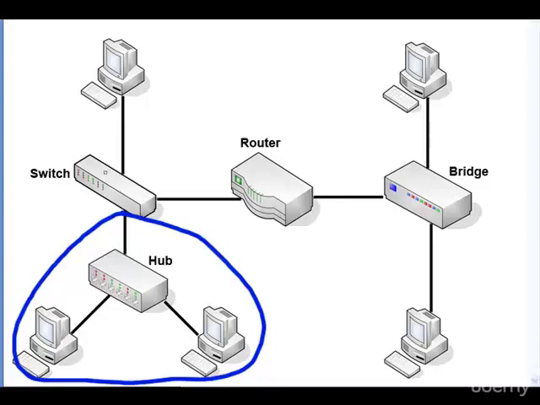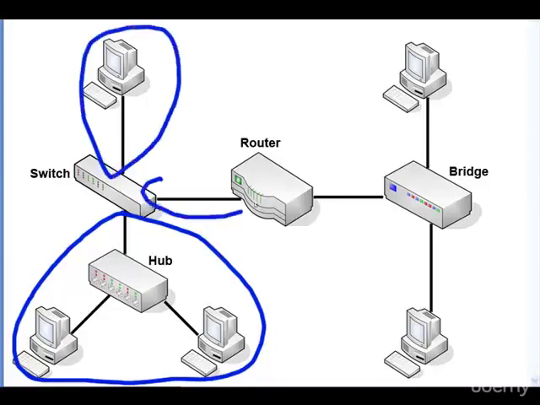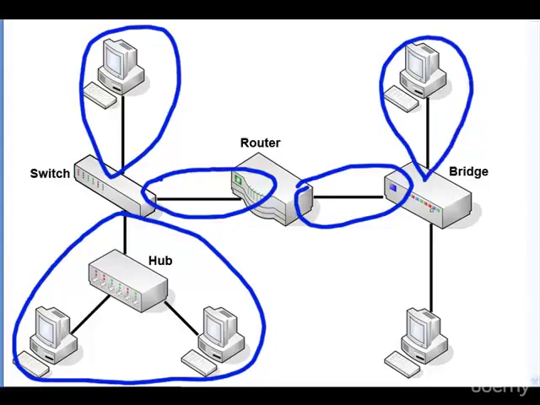So if we move on to the switch, we know each of its interfaces creates a separate collision domain. The router, the same thing. And the bridge, the same thing. So we've created 6 different collision domains here.